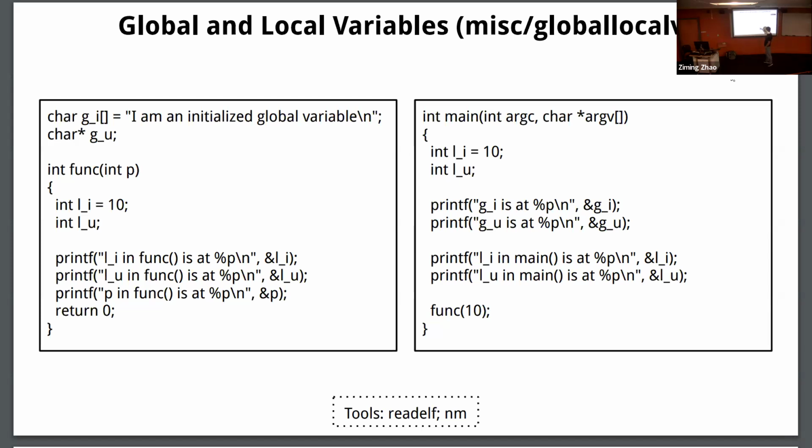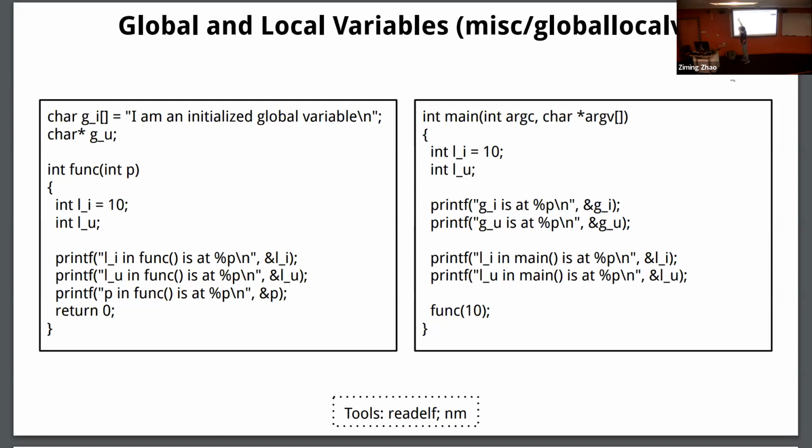The function func takes one parameter, which is an integer. Then two local variables, one initialized, one not initialized. The global variables, the same thing, one initialized, one not initialized. This one is actually a pointer.